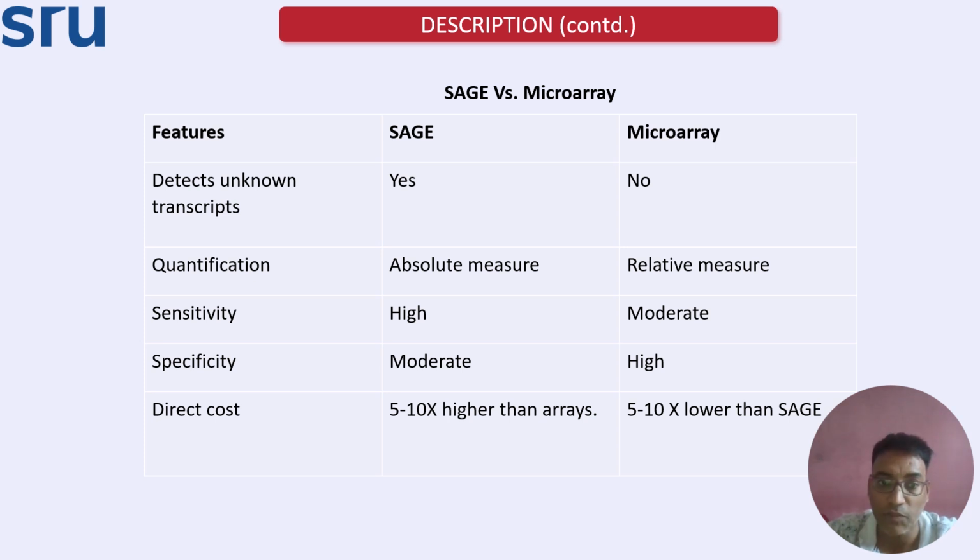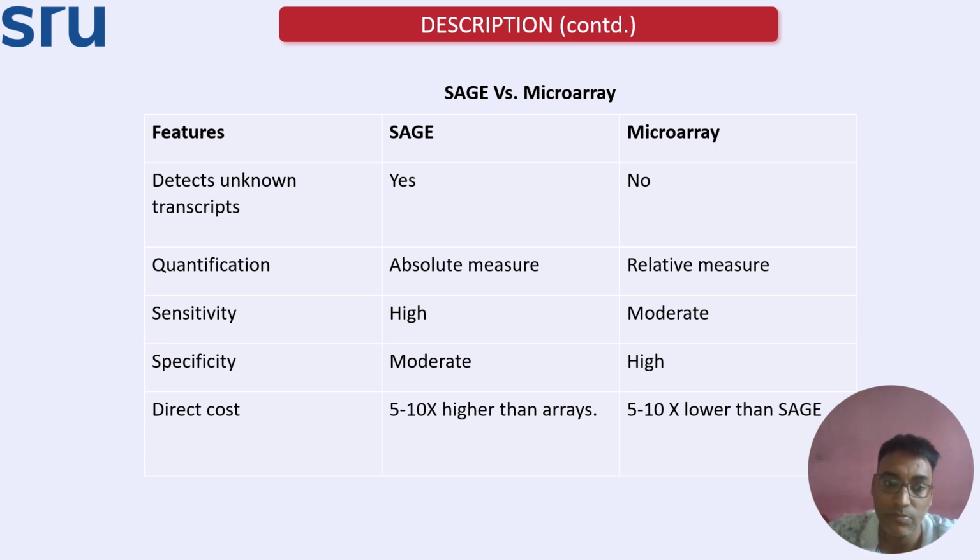Now see the quantification. It is the absolute measure here, like how many transcripts are produced. 47, 49 are detected because it's all tags. Remember the ditags, and I'm able to form concatemers. The long, many transcripts will be able to give me a bigger concatemer. But in microarray it is relative expression. So it's a relative measure.